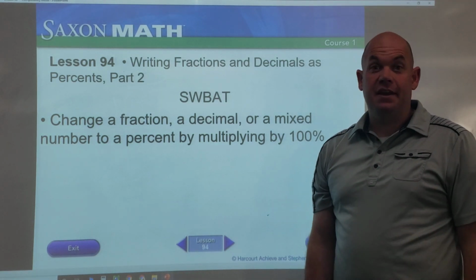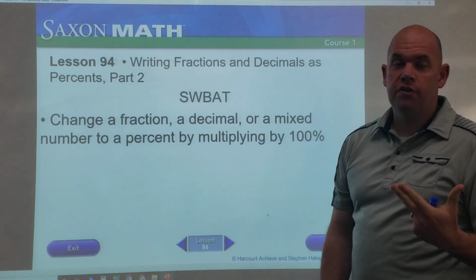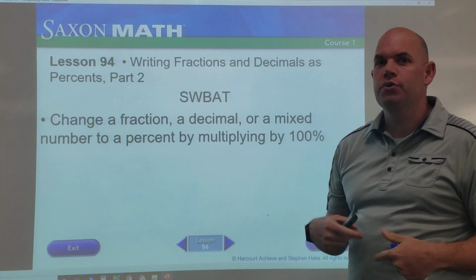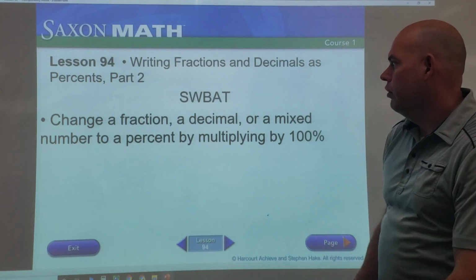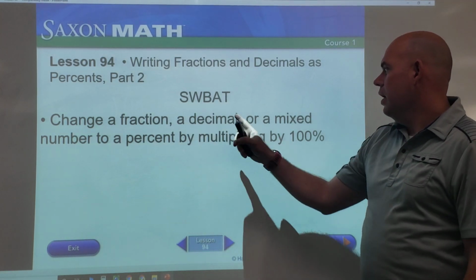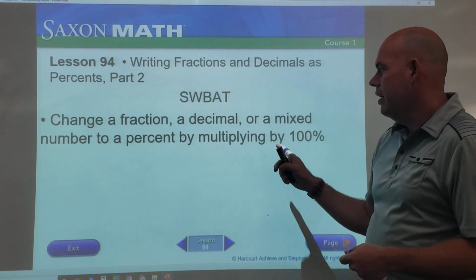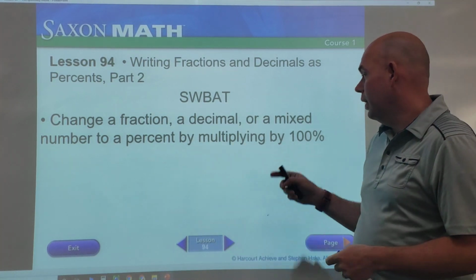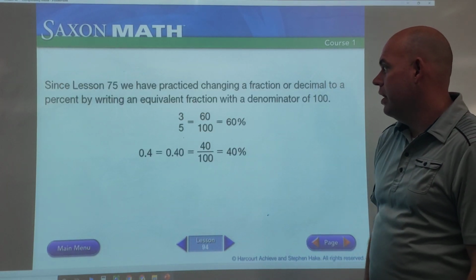Today we're doing lesson 94, writing fractions and decimals as percents. This is part two, and the reason it's part two is we're going to show you a different way of doing something we've already done before. So we're looking at changing a fraction, a decimal, or a mixed number, any of those things, into a percent, this time by multiplying by 100. So first let's review the way we've done this in the past.